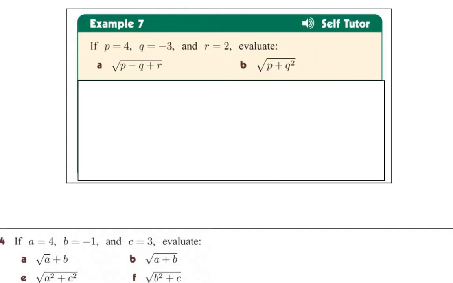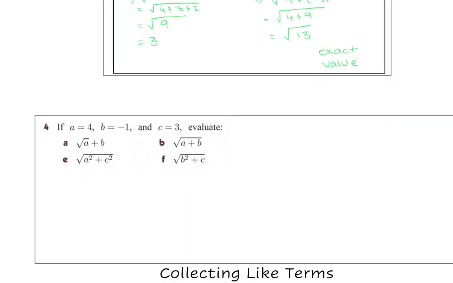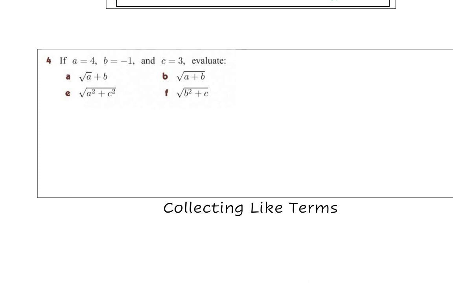So now a couple of square roots. Just the same, we need to be just a little bit careful with our simplifying. So p minus q plus r, 4 minus negative 3 plus 2, so square root of 9 equals 3. Now the other one, substituting the numbers in, we're going to get square root of 13, and we'll leave that as an exact value. Okay, I want you to stop the video, do these questions, and then come back and check.